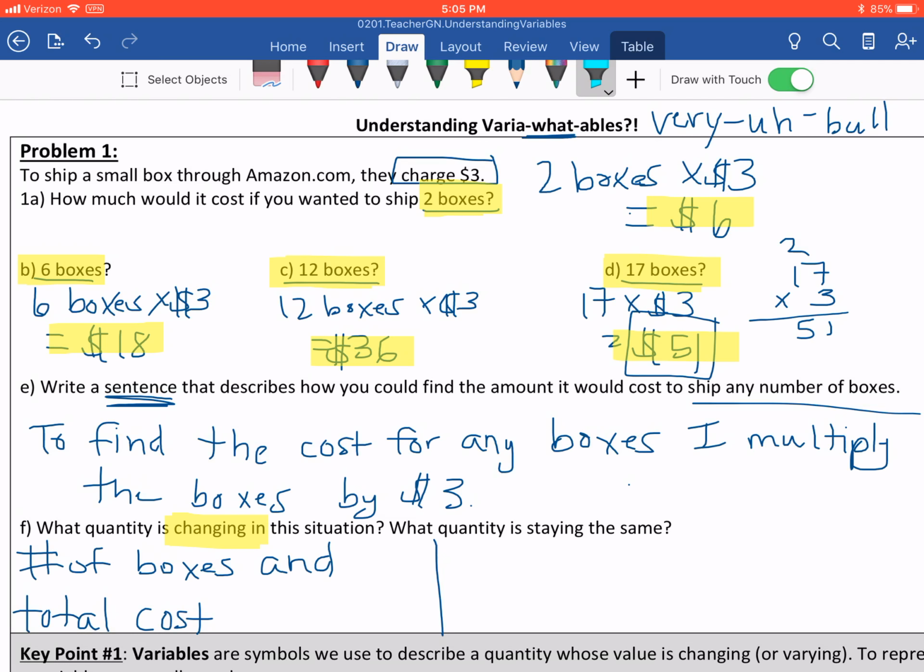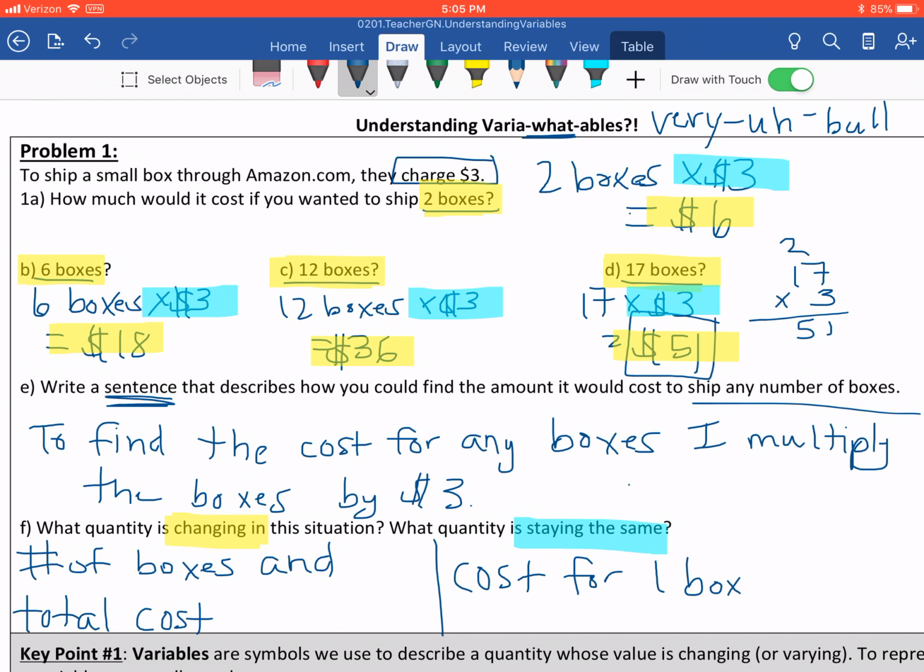On the other side of this question, it's asking what quantity is staying the same. So in this problem, there was some number that I was using that was never changing. It was always the same. And when I look back up here, I can see the number that I used every time that never was different was $3. That represents the cost for 1 box. So the cost for 1 box, aka $3.